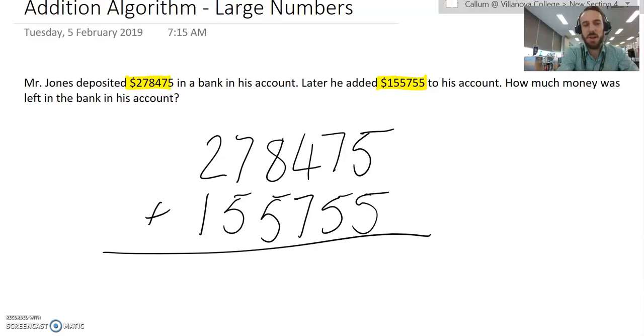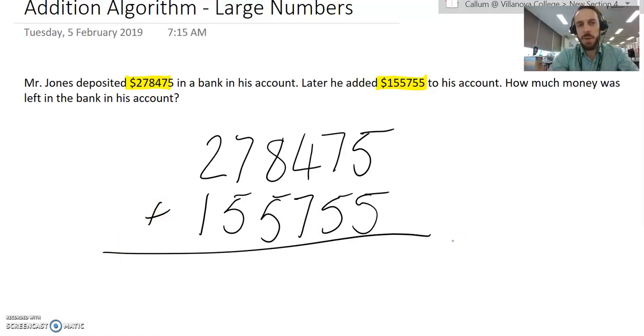So I've knocked it up just in our nice quick algorithm. Remember, algorithm just means a way of doing things. So in an algorithm, we would set it out like this. Normally, we'd try to put the bigger number on top, plus sign over here with the line down the bottom.